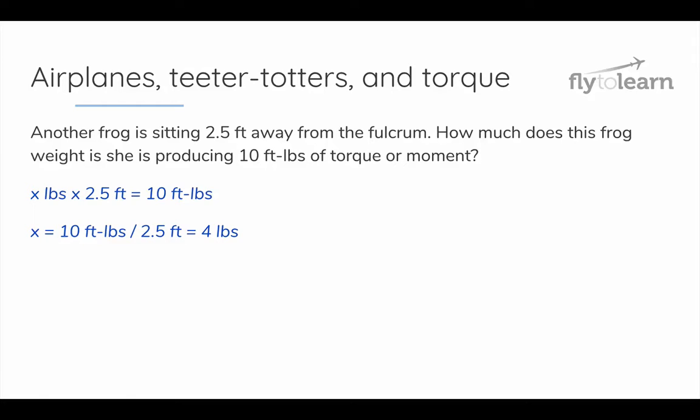Another frog is sitting 2.5 feet away from the fulcrum. What is the weight of this frog if she is producing 10 foot-pounds of torque? Solve this problem very similarly to how you solved the previous one, except this time, the weight is the variable. x pounds times 2.5 feet equals 10 foot-pounds. x equals 4 pounds.